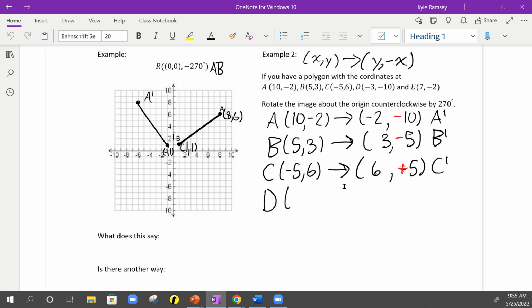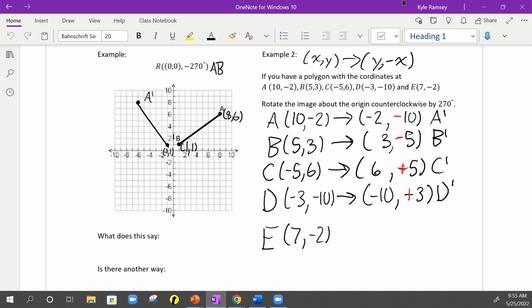D, swap and take the opposite of the second one. Another positive case. E, swap, and take the opposite of the second one. And then we're done. So that's why we kind of have this as a guideline in a sense.